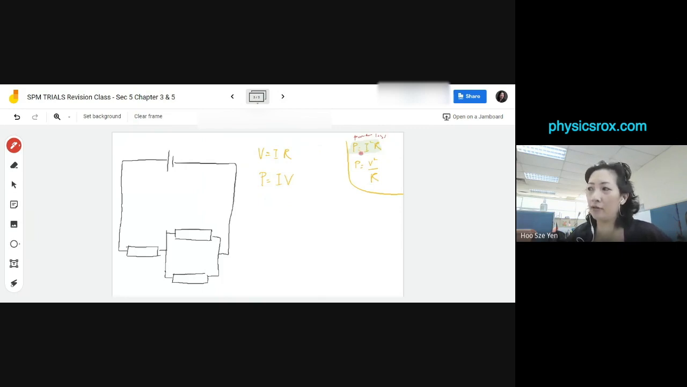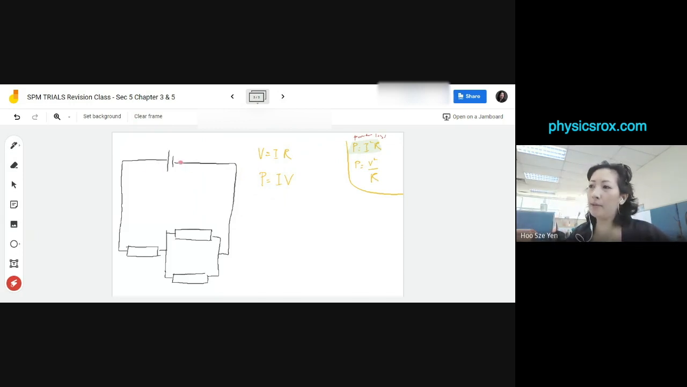So to be on the safe side, you just use P plus I squared R. But generally, these are the two formulas. Okay, so when I say circuit formulas, in general, you always have to remember that whenever you apply this formula, you must apply them for the same section.